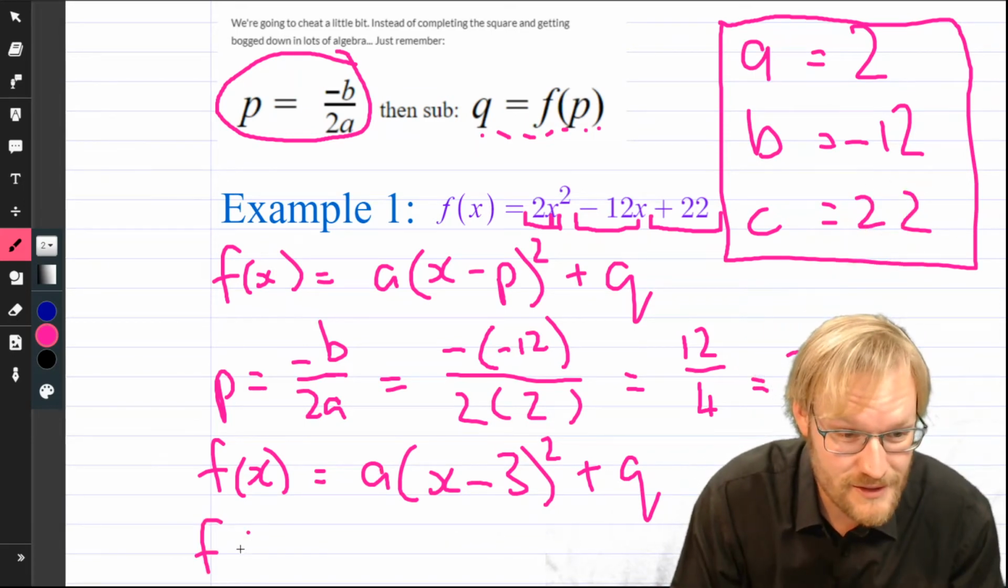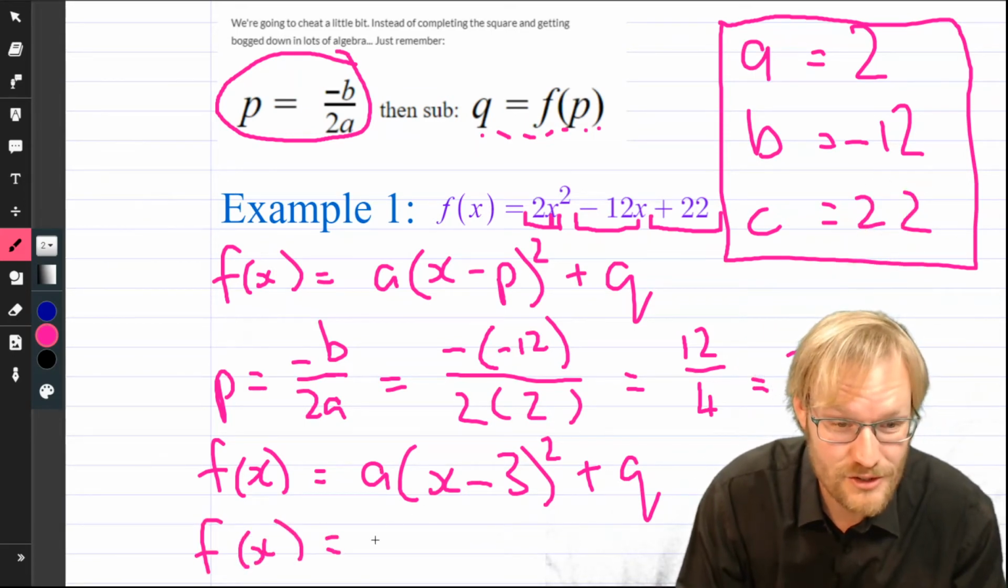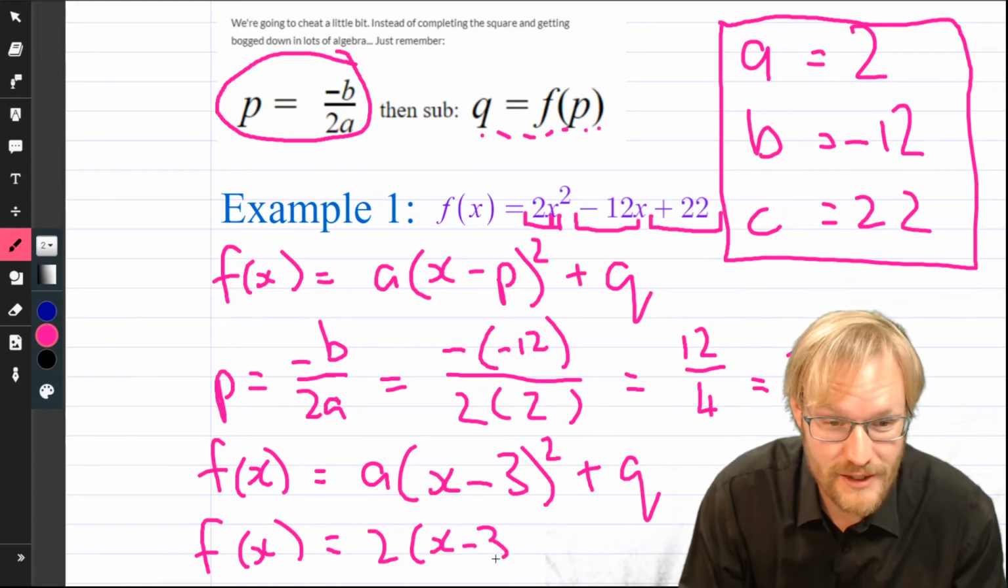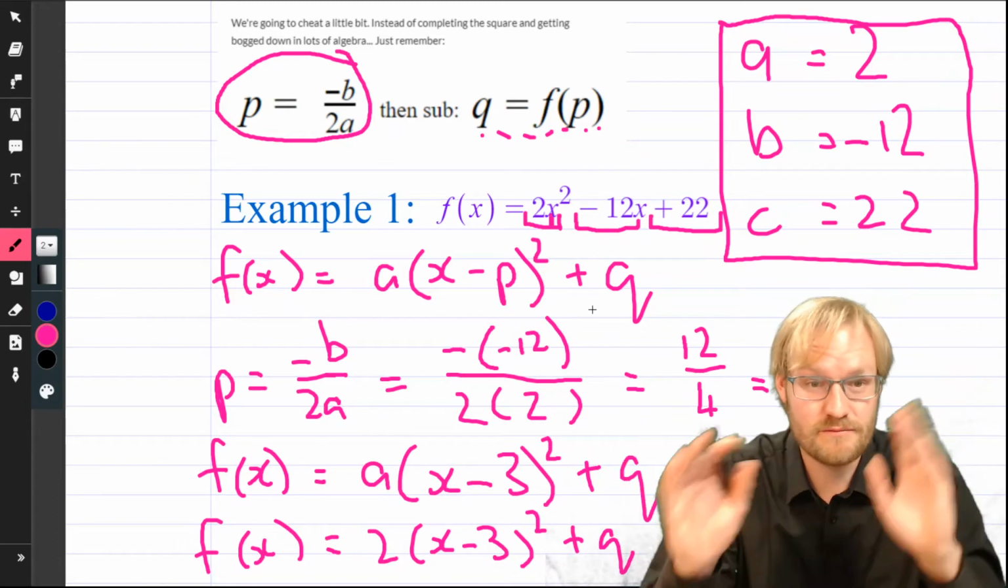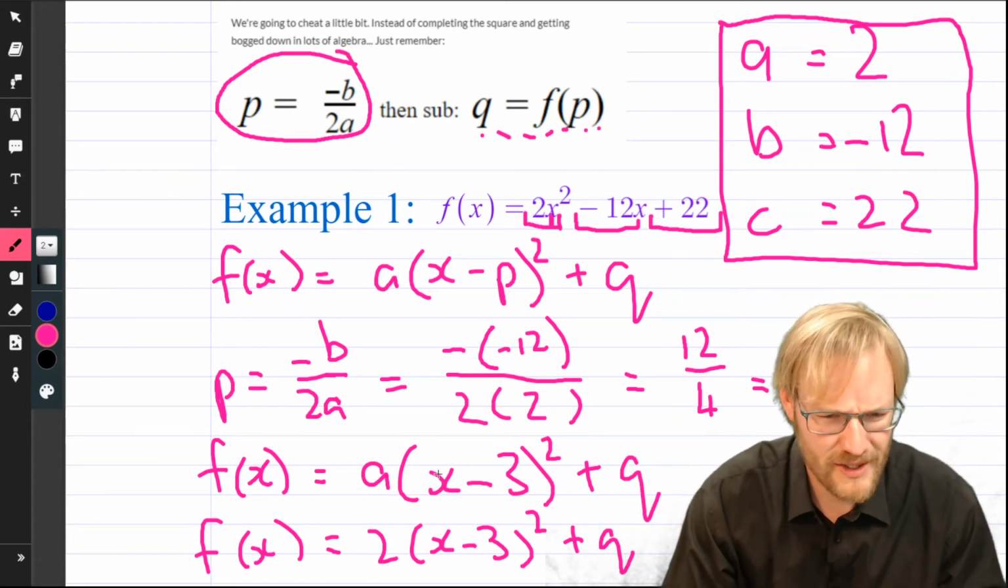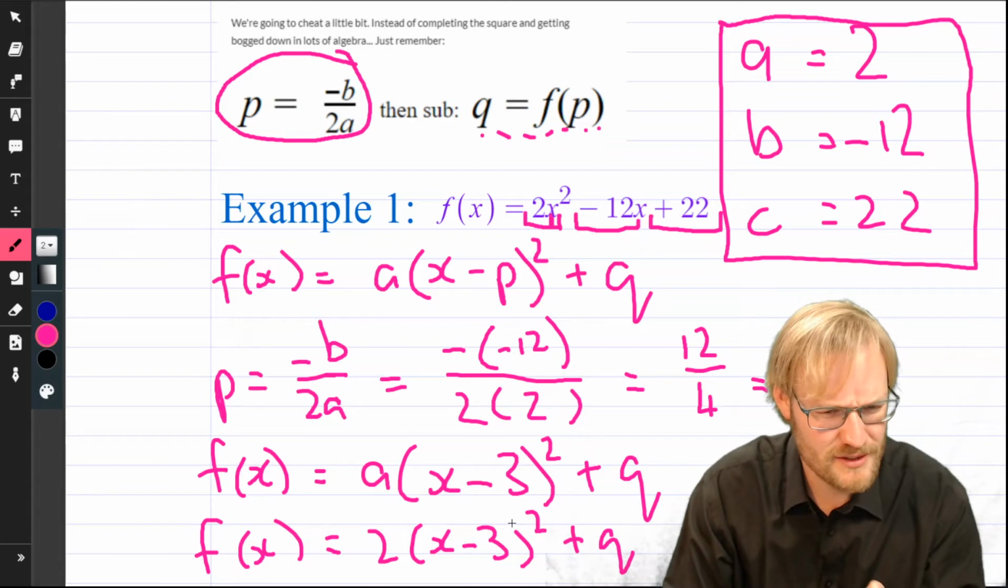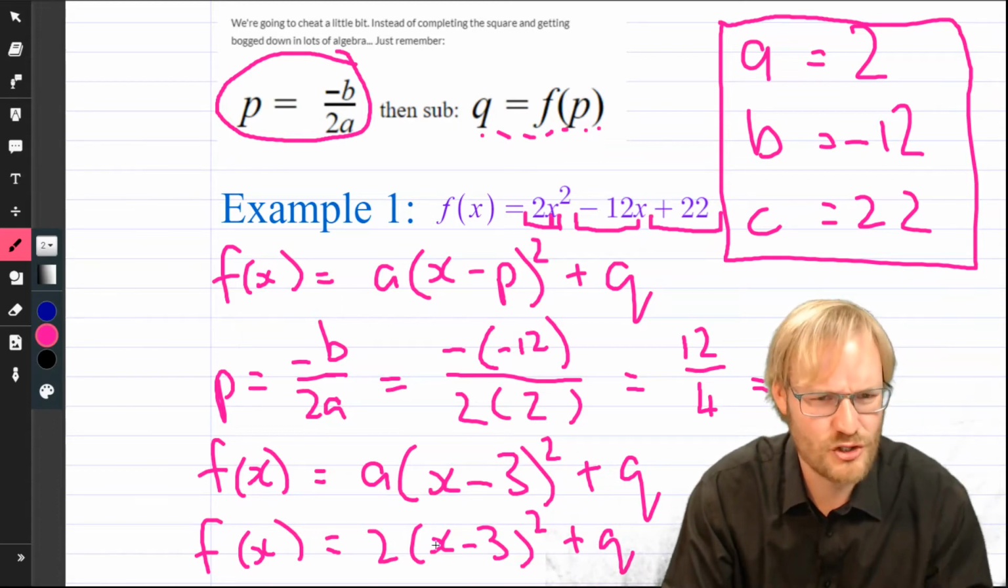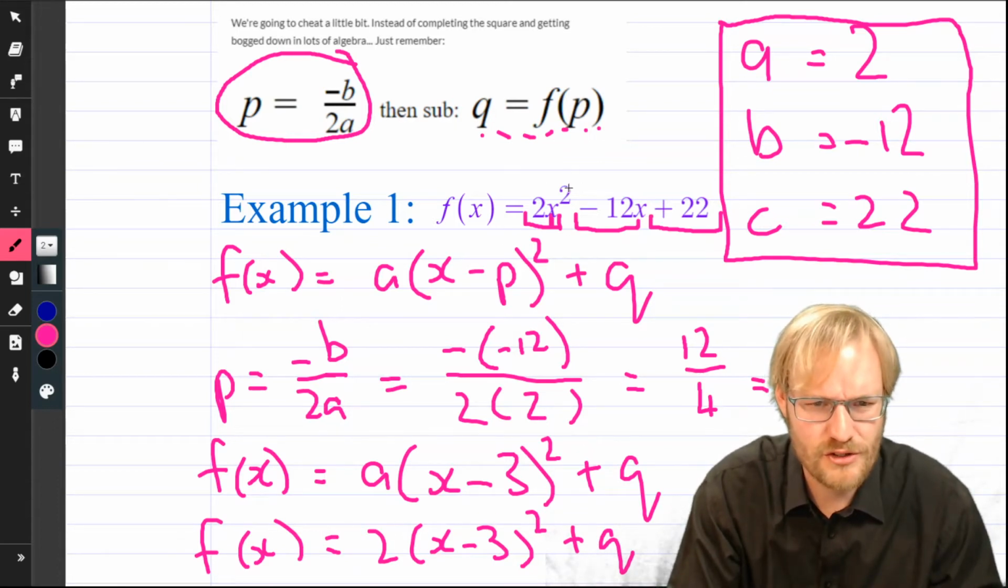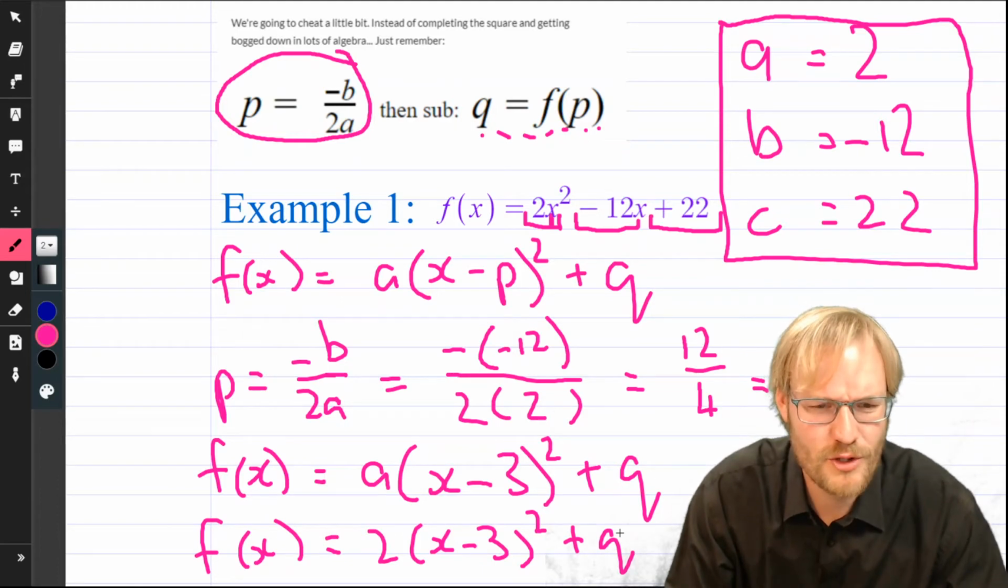So f of x equals, a is 2, so 2 times x minus 3 squared plus q. It's the same a. It's not like a funny, different a. And let's just check it. x is going to be x squared, and it's going to become 2x squared. Well, that fits in with the original equation, 2x squared. Okay, so now we need to work out q.